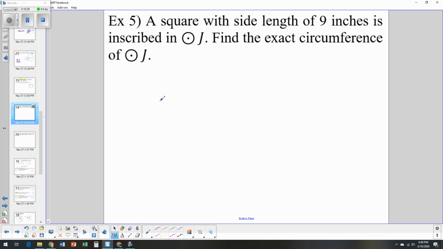So in our next example, we have a square with a side length of 9 inches is inscribed in circle J. So we know we have circle J. Ooh, it wasn't so bad. Circle J. And in this, we have a square.